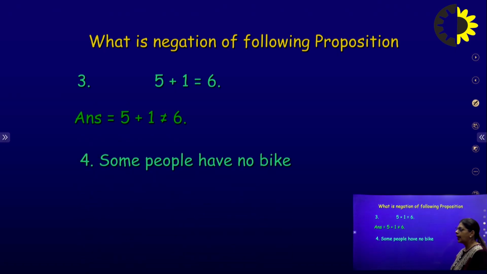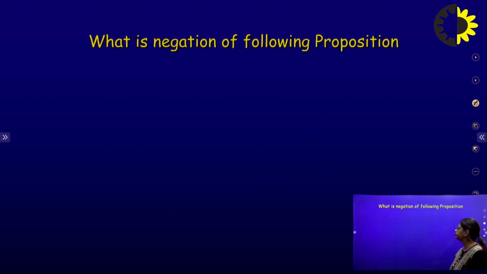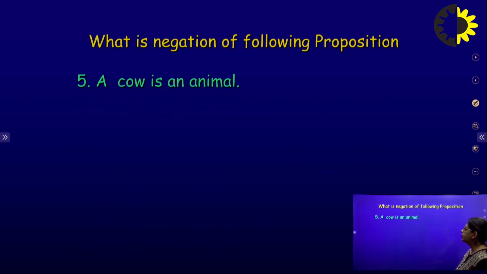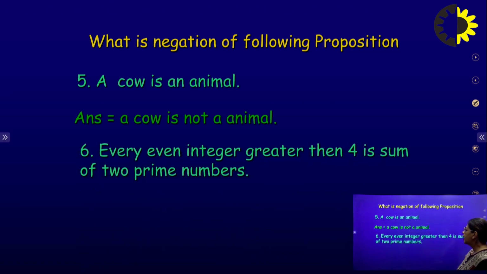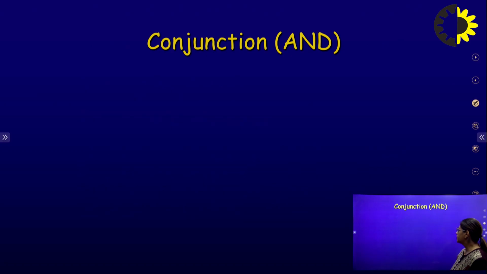Some people have no bike. The negation is: every person has a bike. A cow is an animal. The negation is: a cow is not an animal. Every even integer greater than 4 is the sum of two prime numbers. The negation is: every even integer greater than 4 is not the sum of two prime numbers. This way you can negate the statements. Now, conjunction.